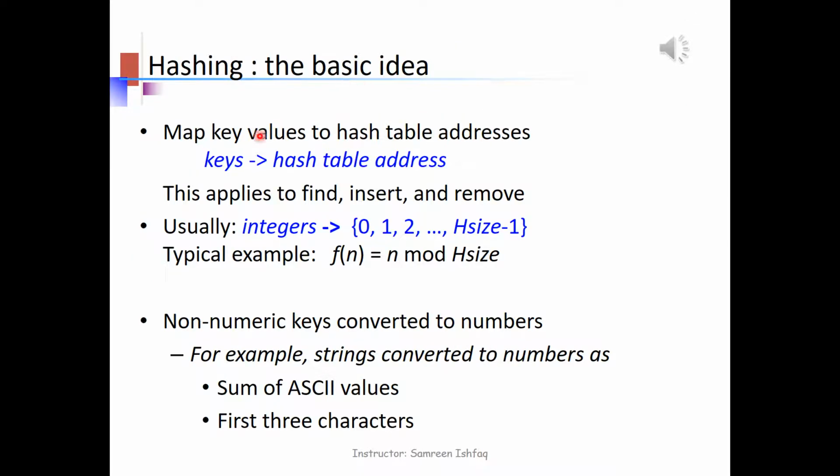So the basic idea is to map key values to hash table addresses, and for that we have used a simple formula, n mod hash table size. So what are we going to do if your values are non-numeric? How are you going to compute this formula? For non-numeric values such as strings, we're going to take the sum of the ASCII values, or you can also take the sum of the first three characters, but you have to take the ASCII values and sum them up and you will have a simple integer value. Then you can compute this formula easily.